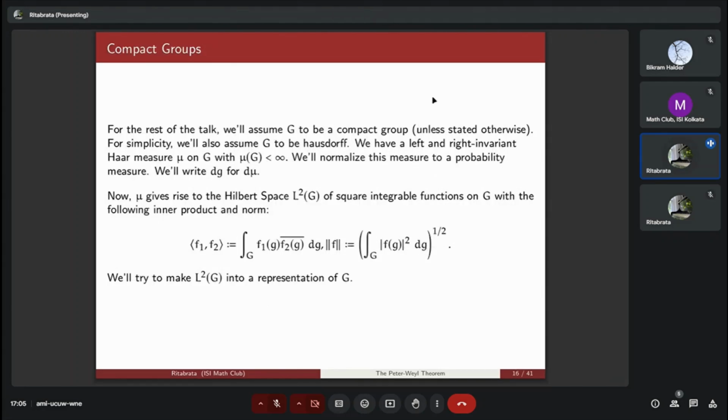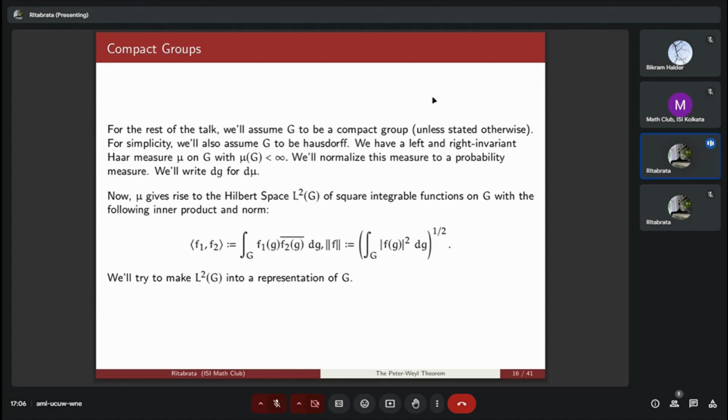So for the rest of the talk, we'll assume G to be a compact group, unless we state otherwise in the statement. If nothing is stated, we'll assume our group to be compact. Again, for simplicity, we'll assume G to be also Hausdorff. And in this case, we have a left and right invariant Haar measure mu on G, for which mu of G is less than infinity. Why is it less than infinity? Because we have a compact set, so the measure would be finite, obviously.